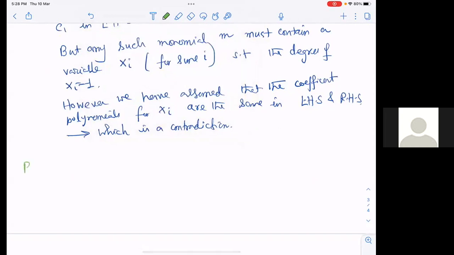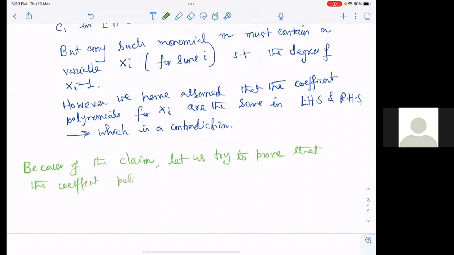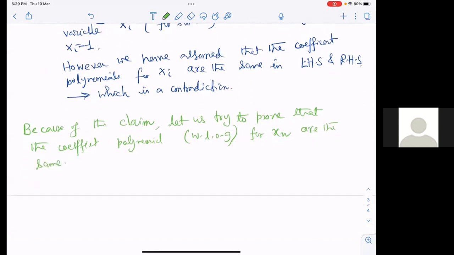So because of the claim, let us try to prove that the coefficient polynomial, without loss of generality, for xn. This argument is same, obviously, for all the variables. I just write the proof for xn; proof for any other variable is exactly the same. Okay, so this proof we'll use induction.